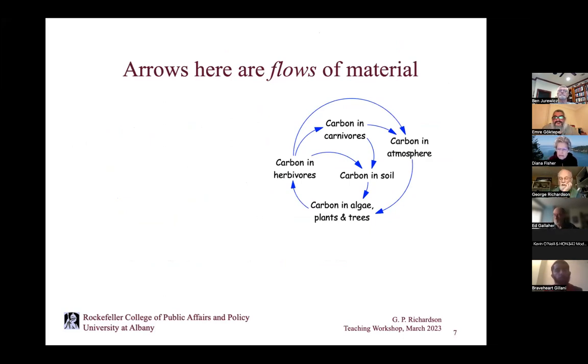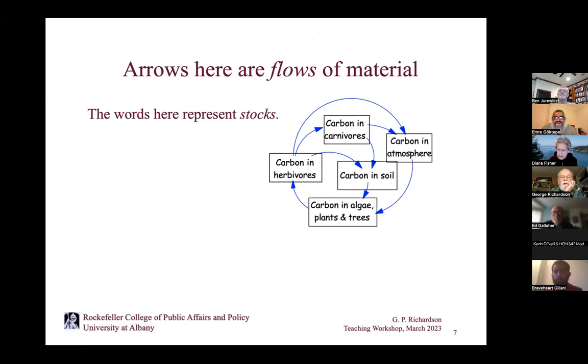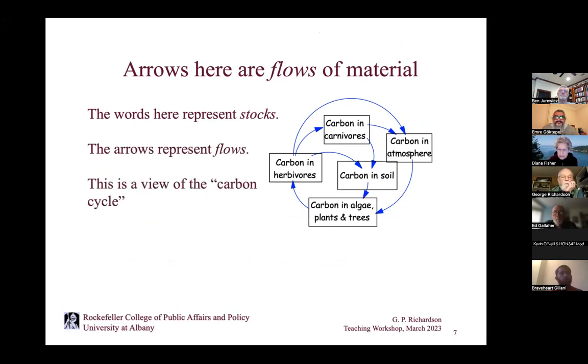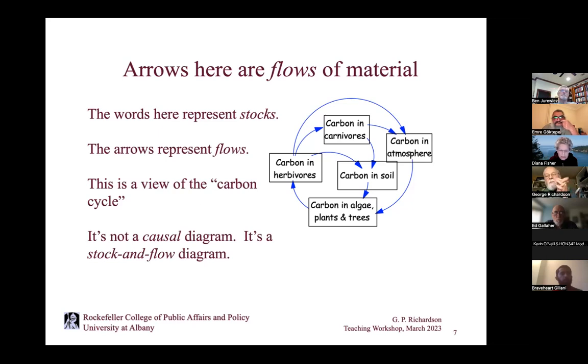Now here, this is also not a set of feedback loops. The arrows here actually represent flows of material, and the words represent stocks. Actually, I've left out carbon in water in the oceans. That's because this came from an early classroom exercise. The arrows represent flows. This is a view of the carbon cycle minus the oceans. It's not a causal diagram. It's actually a stock and flow diagram in a very unusual form. So there you go.